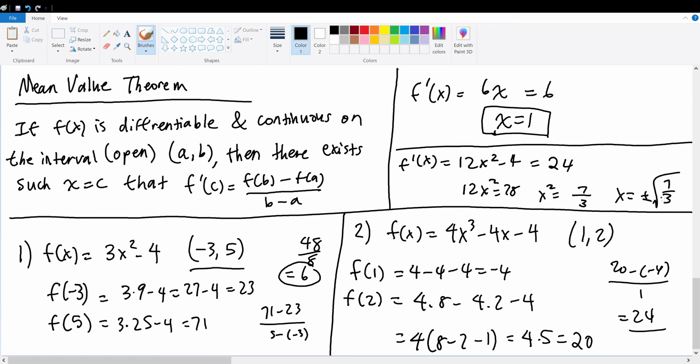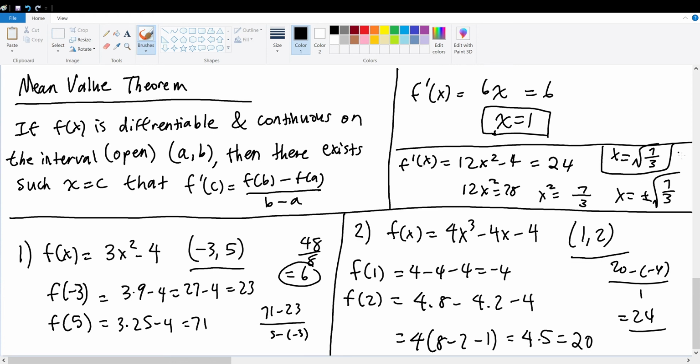But we see here that there's an extraneous solution to this question, because the interval is between 1 and 2. But this gives us 2 solutions. One is negative, one is positive. Now, 7 over 3 is roughly 2 point something. The square root of 2 is about 1.414. So we can be sure that when x is equal to positive square root of 7 over 3 will be a solution to number 2.